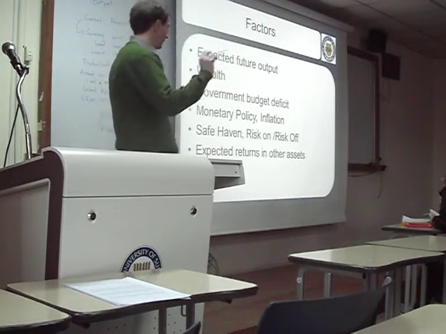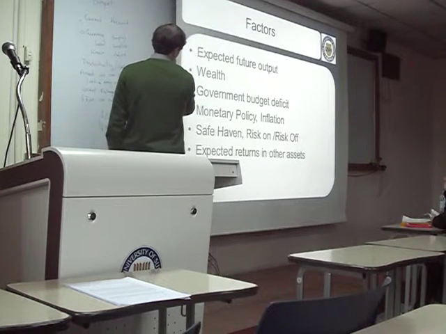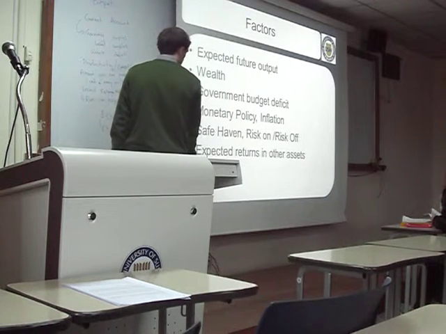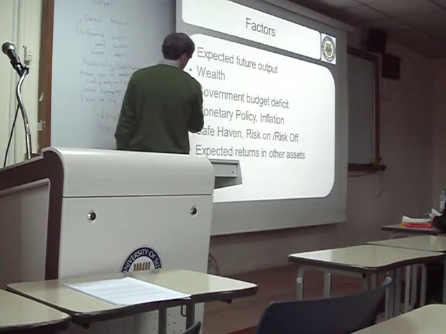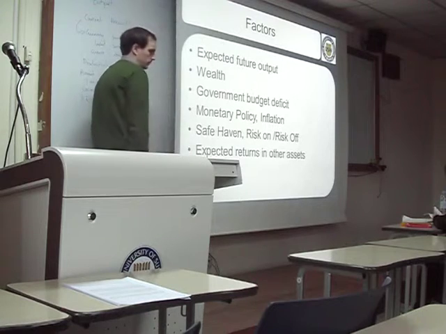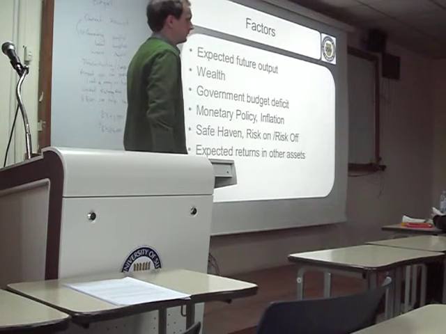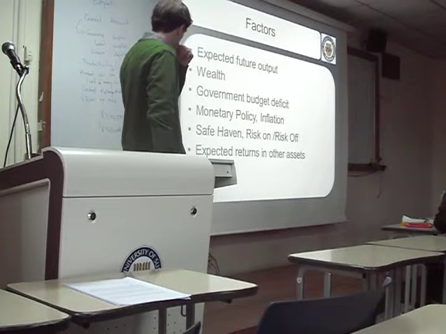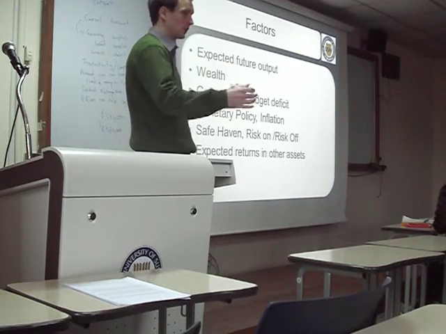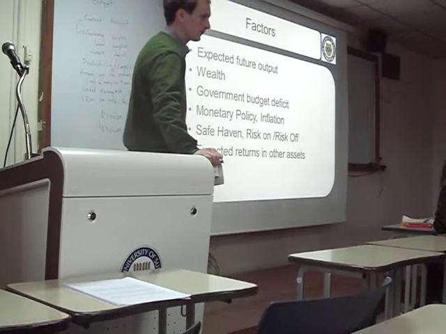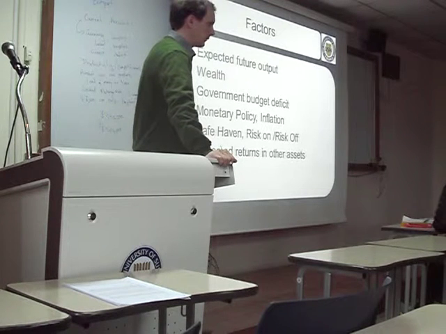So look at the factors you wrote down, right? GDP growth, government budget deficit, right? Think about the ECB monetary policy. Think about safe haven effects, expected return in other assets around that time. So we're just starting with Germany now, right? Next we'll talk about Greece. This question is about Germany. What's going to happen to Germany, up or down? Why?